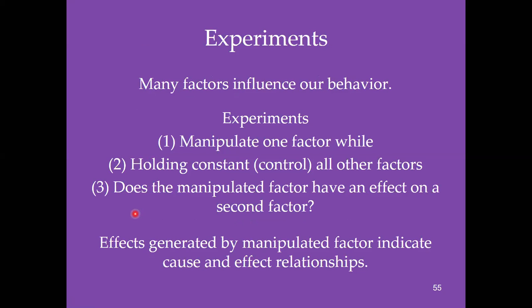How do experiments then work? Well, we know many factors influence our behavior. So in an experiment, what we do is we manipulate one factor while holding all other factors constant, controlling all other factors, and then looking to see, does that manipulated factor have an effect on a second one? Effects generated by that manipulated factor would then indicate that there's a cause and effect relationship.